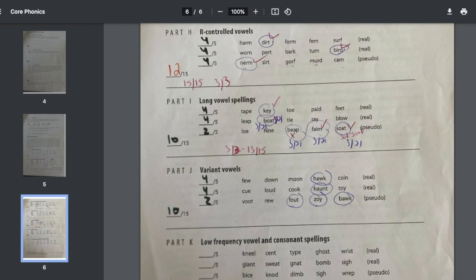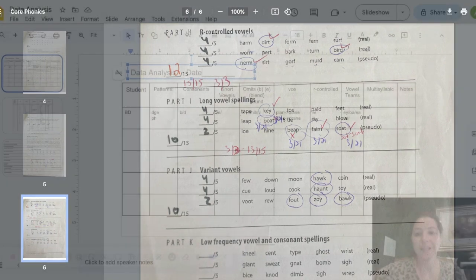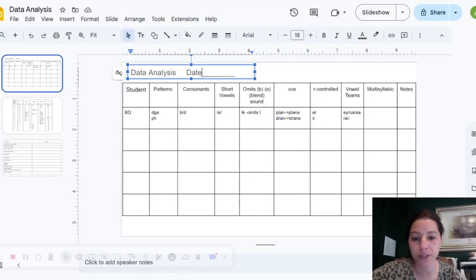Now I'm going to show you a little chart that I made that helps me organize this data. Here is the data analysis chart. Every 2 weeks at my school, we analyze student data. We're usually analyzing DIBELS data, but then we also take a look at any other assessments that have been administered to make sure we get a clear picture of that student.